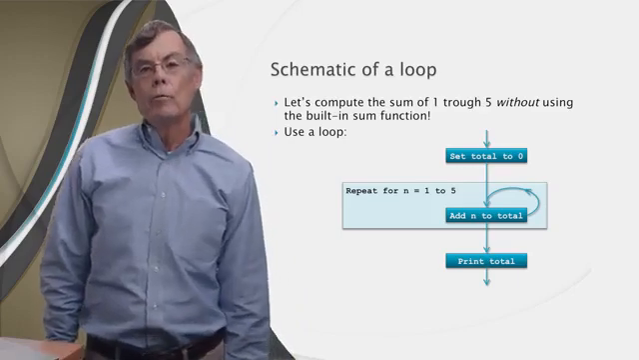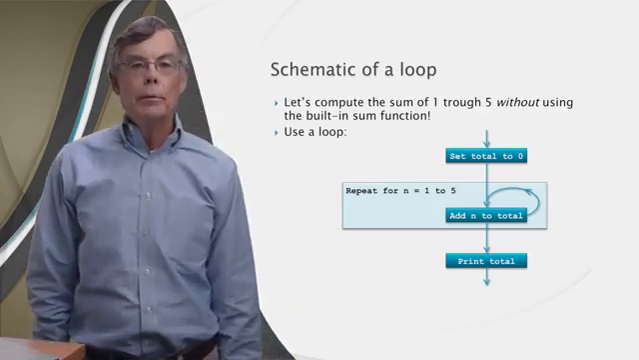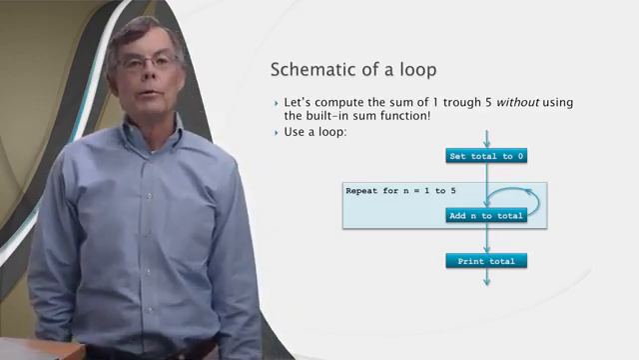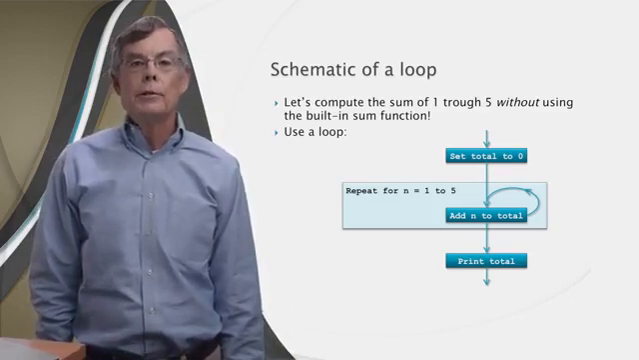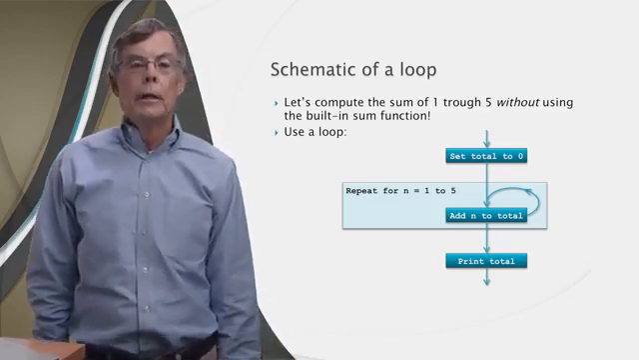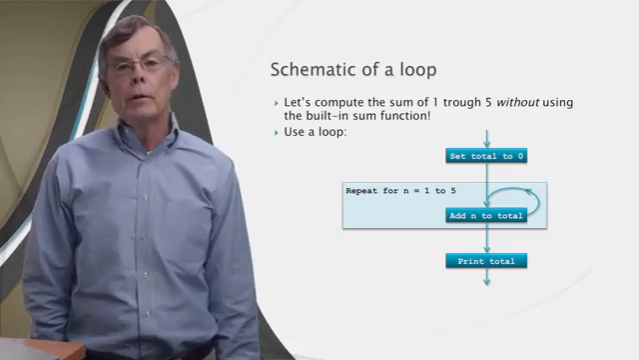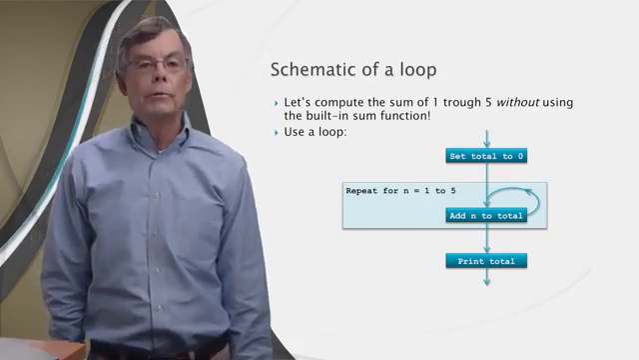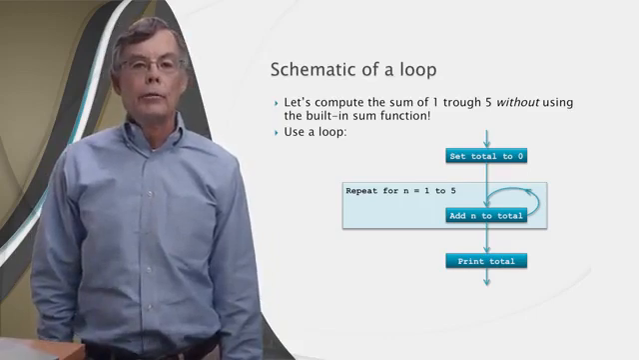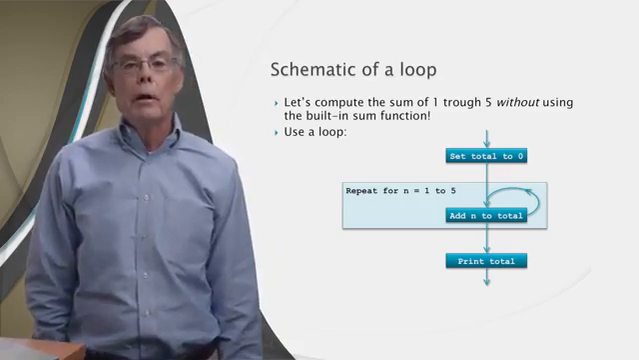Let's compute the sum of 1 through 5 without using the built-in sum function. We'll use a loop, but we need to design an algorithm that includes the loop. An algorithm is just the computer science term for a step-by-step procedure that solves a problem. And this figure shows a very simple algorithm that will solve our problem.